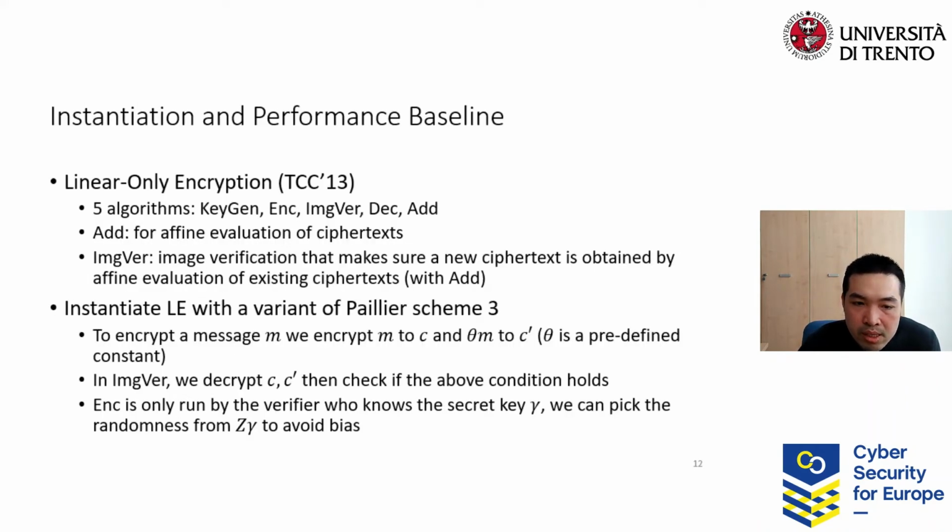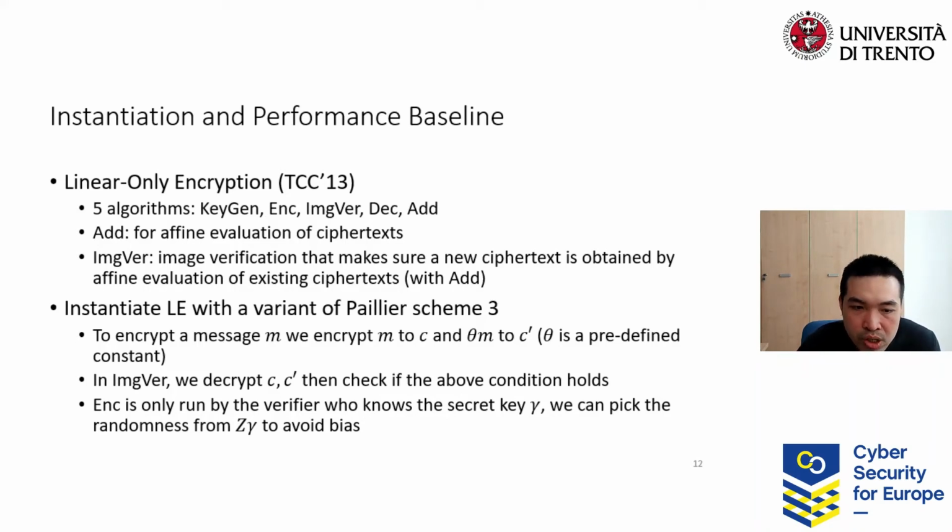Next, we need to instantiate the linear-only encryption scheme. To summarize, 5 algorithms are defined for the linear-only encryption scheme. 3 of them are standard for an encryption scheme, so the key generation, encryption, and the decryption algorithm. The other 2 are new. An LE scheme provides the add algorithm for the user to perform the affine evaluation of its ciphertext, and another algorithm called image verification that makes sure a new ciphertext can only be obtained by affine evaluation of the existing ciphertext with the add algorithm.